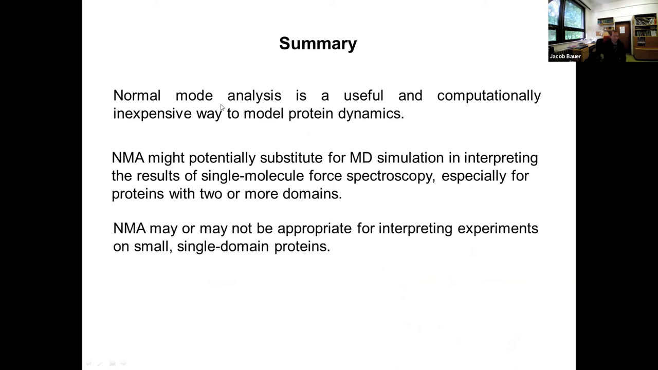So to summarize, normal mode analysis can be a useful and computationally inexpensive way to model protein dynamics. And it could substitute for molecular dynamics simulation in interpreting the results of single molecule force spectroscopy, especially for proteins which have two or more domains. It will also work for single domain proteins, but only under very particular conditions. It does not generally work for them very well. So it may or may not be appropriate for interpreting experiments on small single domain proteins.